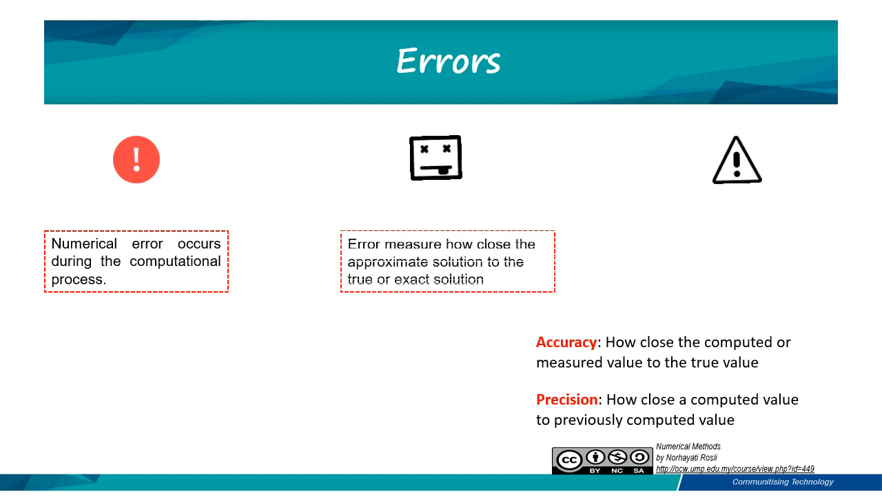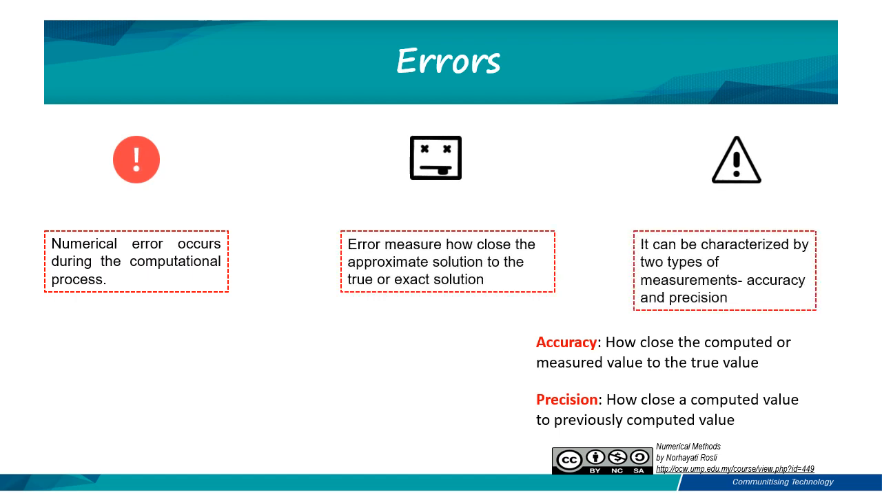So now this is the explanation about errors. What are errors? In numerical methods, errors always occur during the computational process. And how do we measure the error? We measure how close the approximate solution that we get is to the true value. In errors, we can characterize them by 2 types of measurement. The first one is accuracy, and the second one is precision. So what is accuracy? Accuracy is how close the computed or measured value is to the true value, while precision is how close a computed value is to a previously computed value.